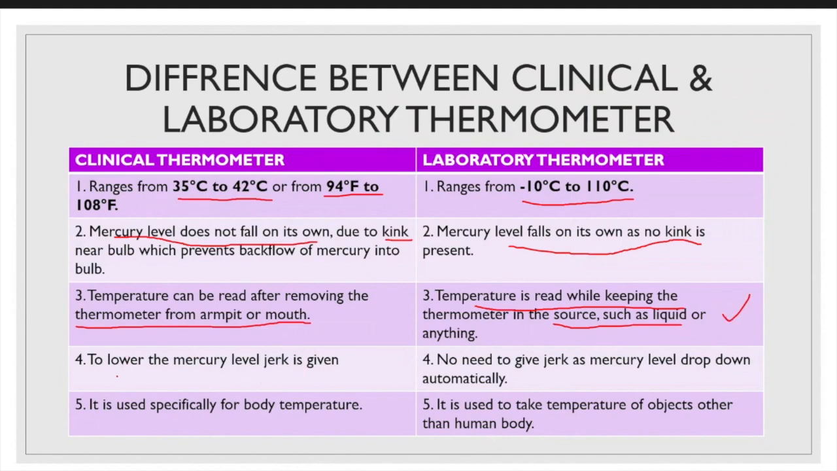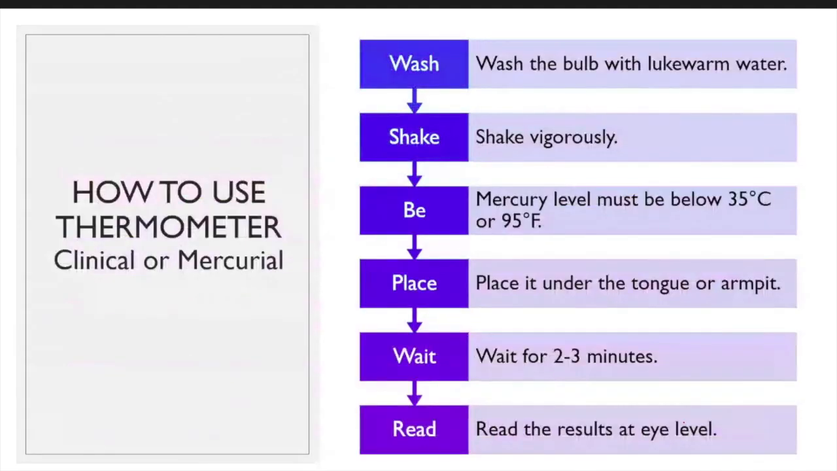Now, to lower the mercury level in a clinical thermometer, a jerk is required, but here there is no requirement of any kind of jerk. The clinical thermometer is specifically used for body temperature, whereas the laboratory thermometer can be used to take the temperature of objects other than the human body. Now let's see how we can use a clinical thermometer.